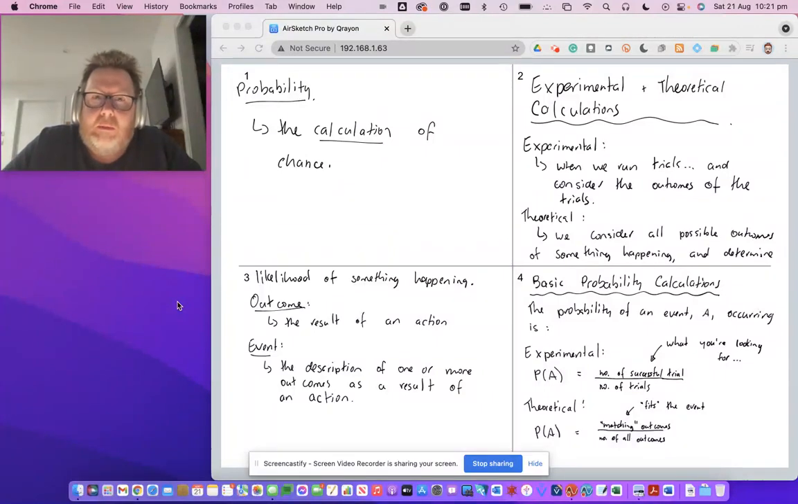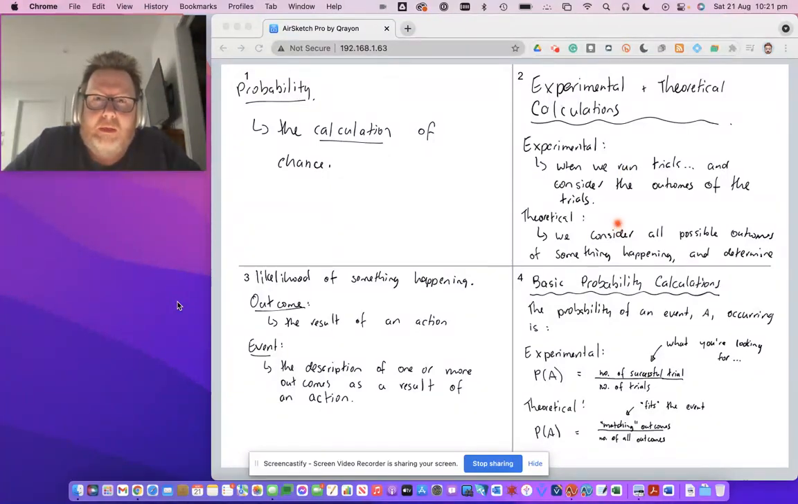So some probabilities can't be calculated theoretically because we don't know enough about them. So running an experiment is the only way to go. Other probabilities are best done from a theoretical perspective because the experiment might be too difficult to run. But they both have their own difficulties. So, for example, experimental depends on the conditions being just right and that you have enough time to run enough experiments to make it valid.